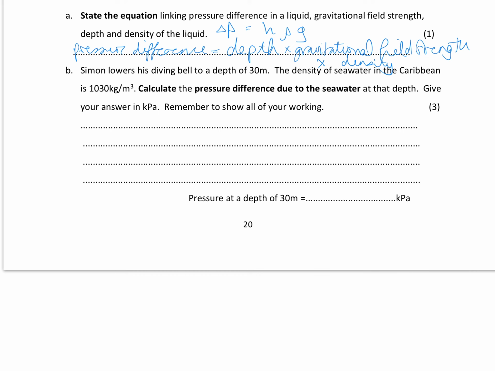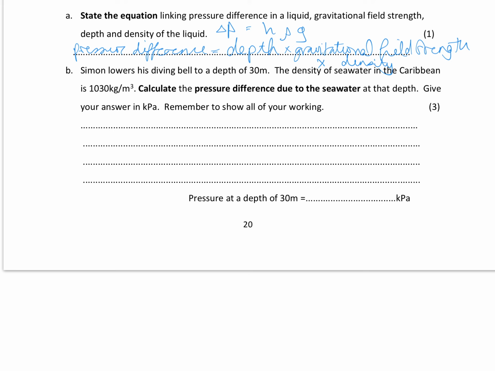Simon lowers his diving bell to a depth of 30 metres. The density of the seawater is here. At this stage you could think, oh, I should have known the density previously. Calculate the pressure difference due to the seawater at that depth. So you've got the depth and you've got the density. Give your answer in kilopascals. Now make sure you read the question because quite a few people forgot to convert into kilopascals. So let's have a look then.